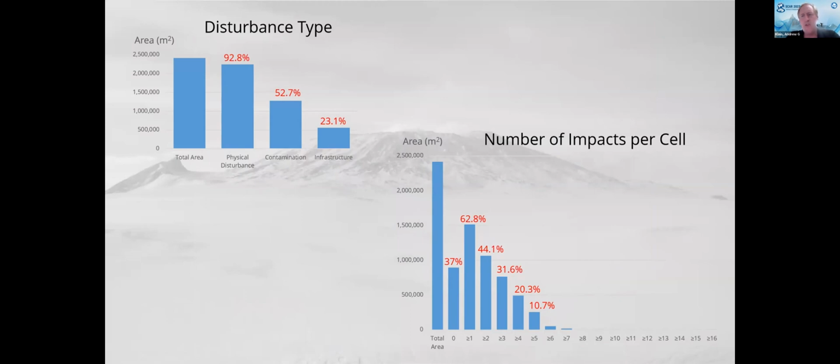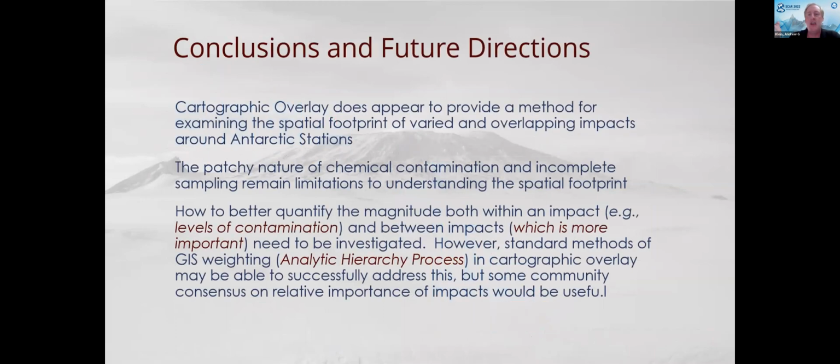So this approach gives us some idea to really quantify which areas around the station are impacted in one or more ways. And again, just a few concluding remarks. Cartographic overlay does appear to provide a viable method for examining the spatial footprints around a well-studied station like McMurdo. Again, the patchy nature of chemical contamination and our extensive but incomplete sampling remains a real limitation to being able to make comparable maps for these contaminants.